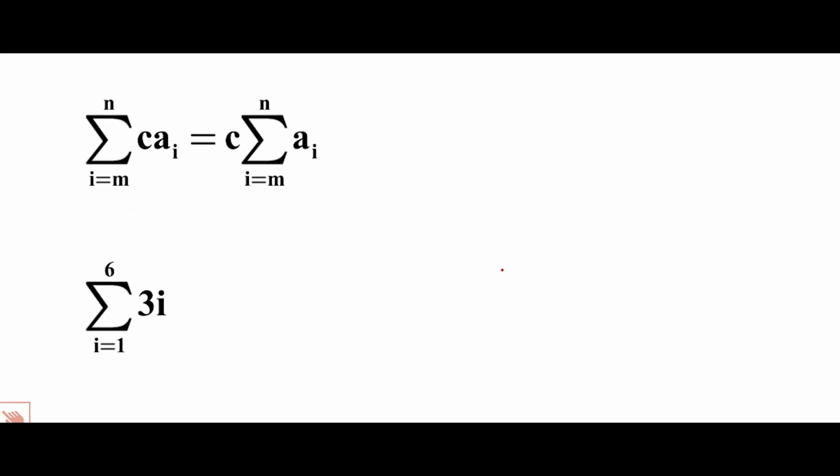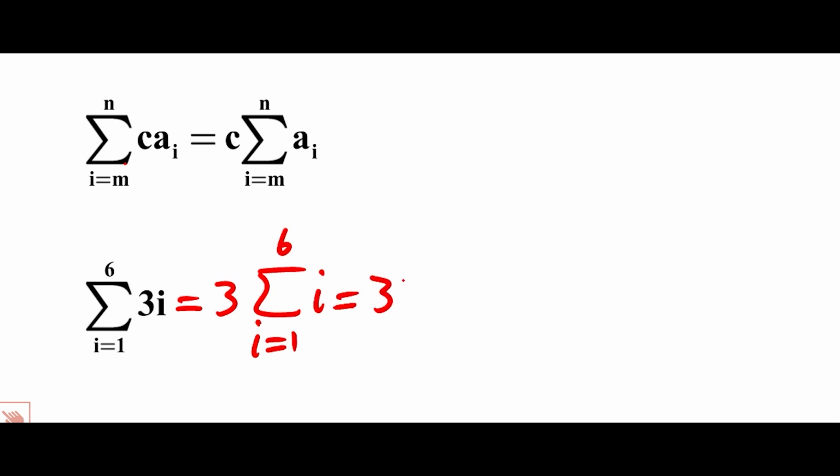If c is a constant, we have the sum of c times a_i from i equals m to n equals c times the sum of a_i from i equals m to n. This means that a constant can be taken outside the summation. For example, evaluate the sum of 3i from i equals 1 to 6. Since 3 is a constant, we can write 3 times the sum of i from i equals 1 to 6.